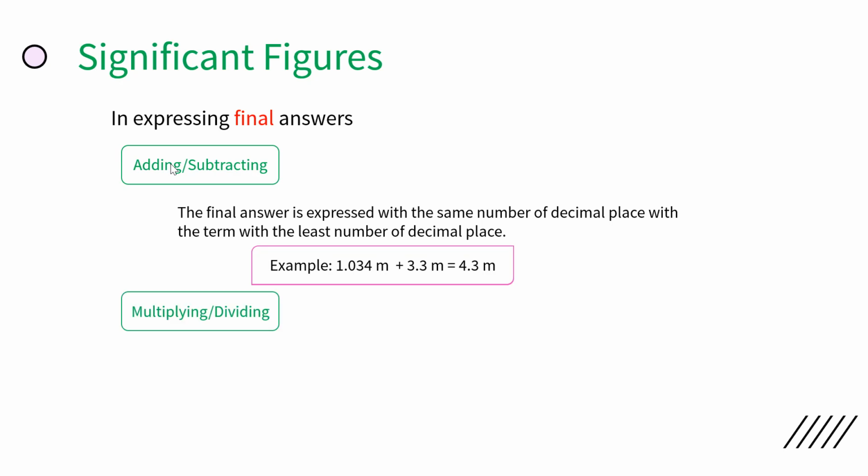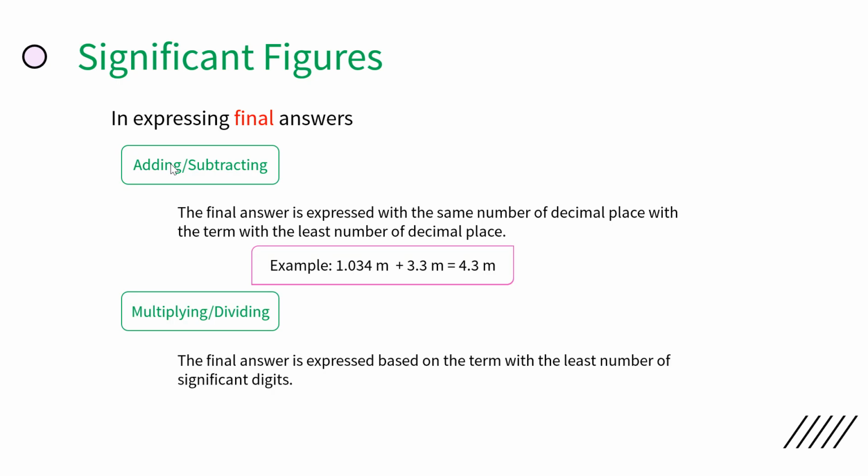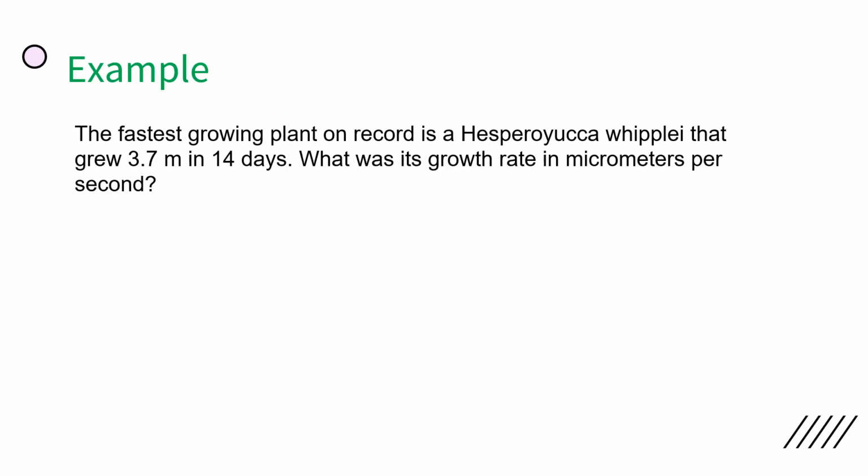In multiplying or dividing, the final answer is expressed based on the term with the least number of significant digits. So for example, 1.25 meters multiplied by 2.3 meters equals 3.125 meters squared. So the final answer should be 3.1 meters squared. Now let us try to answer this sample problem.